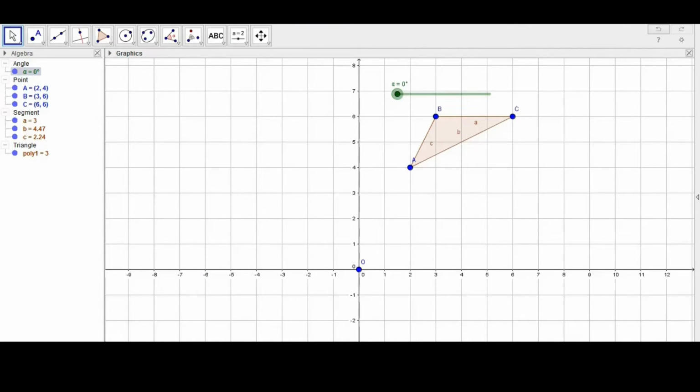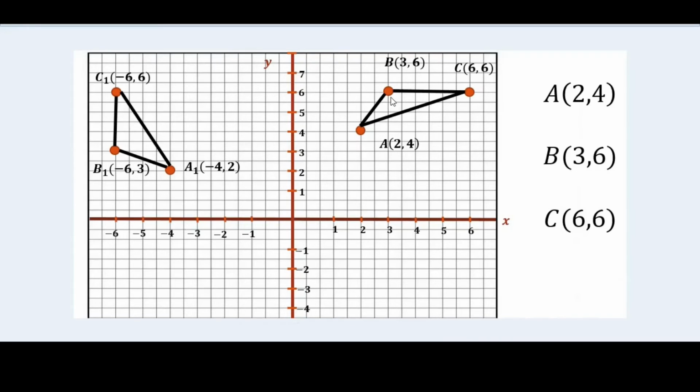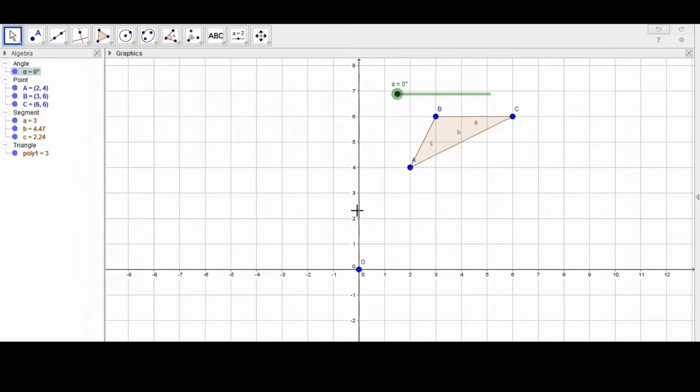So this is the software I would like to use for my demonstration. Don't worry if you are not familiar with GeoGebra. I just want to use it to demonstrate rotation 270 degrees clockwise. So what you see over here is my triangle ABC. That is the same triangle I plotted in the previous lesson. A was (2, 4), B was (3, 6), and C (6, 6). When we come to our graph, you can see point A is (2, 4), B is also the same (3, 6), and C (6, 6). So that is the same triangle we are using.